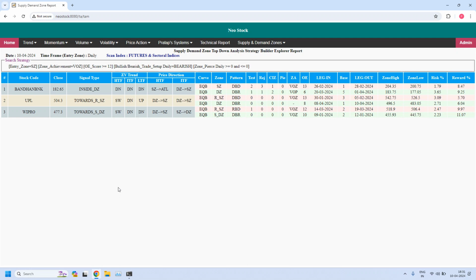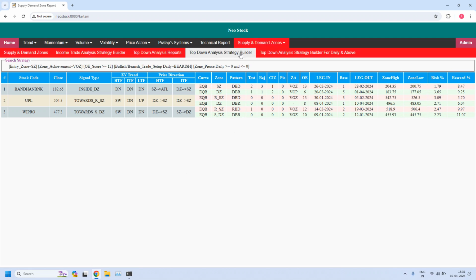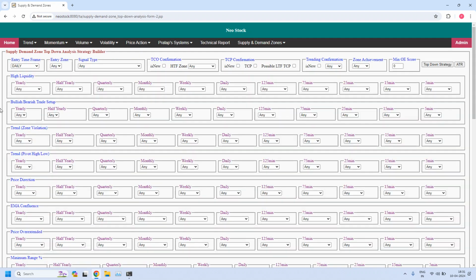Now let us generate bullish and bearish trade setup for weekly income trade. For weekly income trade, higher time frame is weekly, intermediate time frame is daily, and your lower time frame or entry time frame is 75 minutes. So that is the reason why I am selecting the entry time frame as 75 minutes. For bullish trade setup, entry zone should be demand zone.